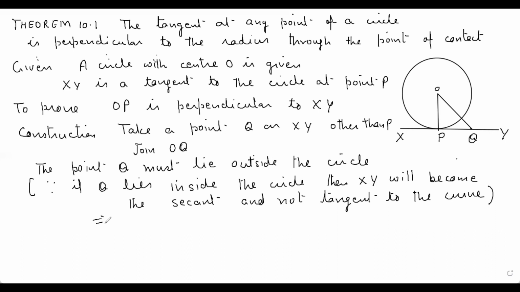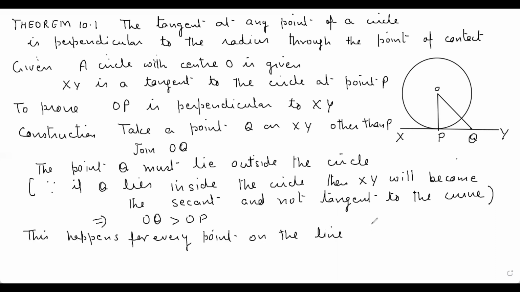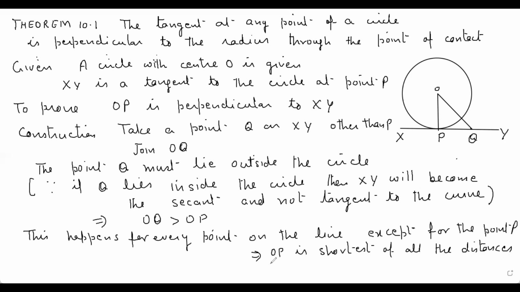So it implies OQ is greater than OP. This happens for every point on the line except for the point P. So what does it imply? It implies OP is the shortest of all the distances of the point O to the points of XY.